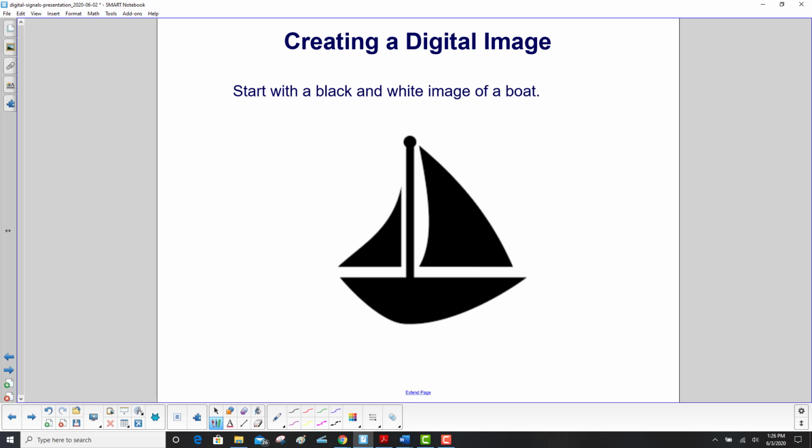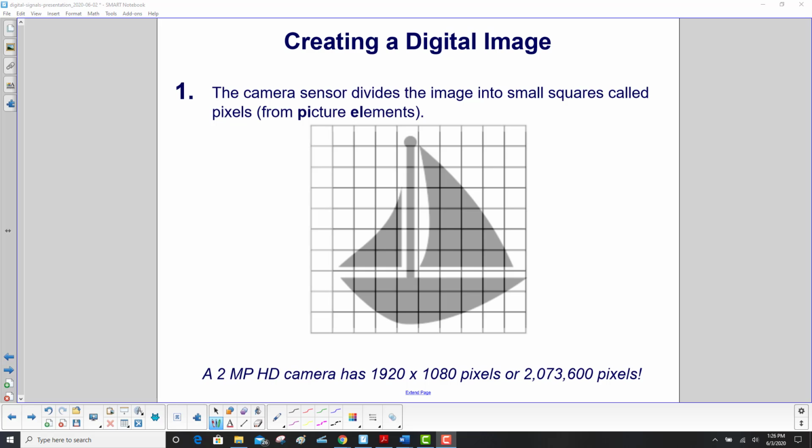We have a black and white image of a sailboat. The camera sensor divides the image into small squares called pixels. I think you've heard of pixels. Well, if you haven't, here's pixels. And that comes from the phrase picture elements. See, P-I-E-L, and they put an X in there because it sounds cool.